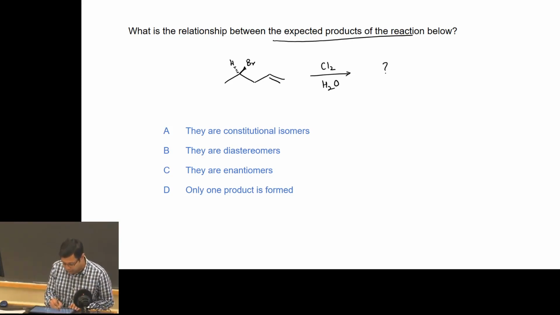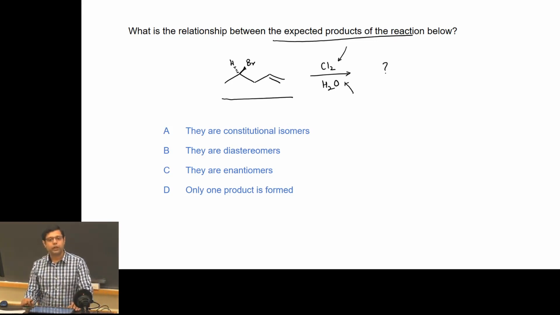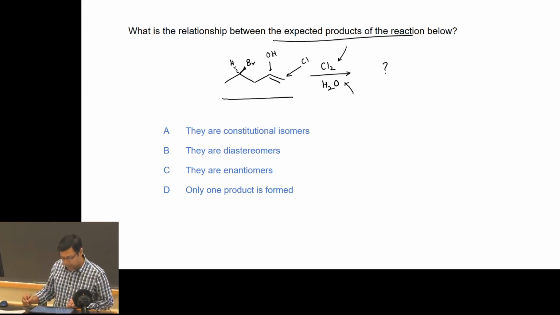As you can see, I'm starting with an alkene. I'm performing a halohydrin reaction with chlorine and water. Right? So the reaction is asking you about relationship. So write the products with the bold and dotted bonds. Halogen goes to this carbon of the double bond. OH goes to this carbon of the double bond. All right. So let's write the products.